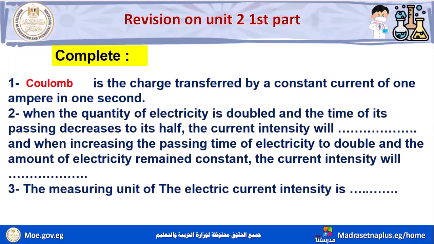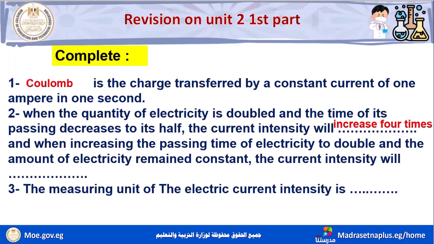Number two, when the quantity of electricity is doubled and the time of its passing decreases to its half, the current intensity will increase 4 times. طبعا احنا في equation ده احنا ممكن نعمل numerical application, assumed number of quantity of electricity and number of time, okay, and calculate the current intensity, and change the quantity of electricity to double and change the time to decrease to its half, okay, and calculate the new current intensity, okay, will equal increase 4 times.